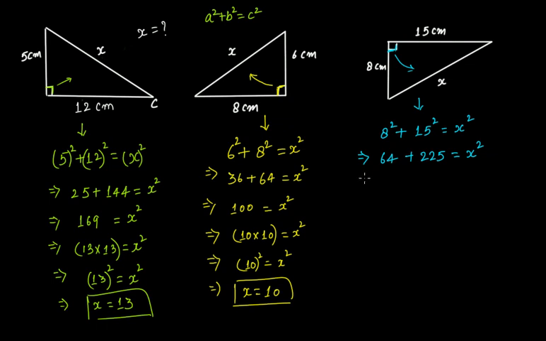Now, if we solve this one, it will be 225 plus 64 is 289. 289 is equal to x square. This will be 17 square equals x square, and this will give you x is equal to 17.